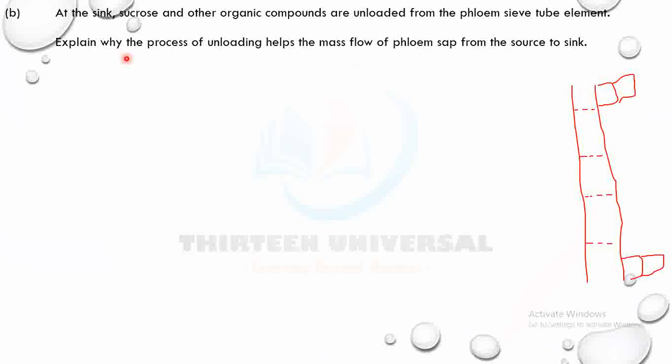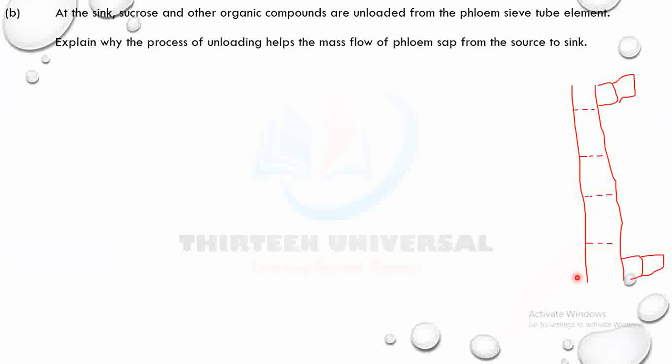The question is asking us to explain why the process of unloading helps. Unloading occurs at the sink. At the sink, sucrose is moved out of the sieve tube element into the sink through the companion cell. When sucrose is moved out, it increases water potential, so water moves out by osmosis. When water moves out by osmosis, the volume of assimilates decreases. Therefore the hydrostatic pressure here decreases.